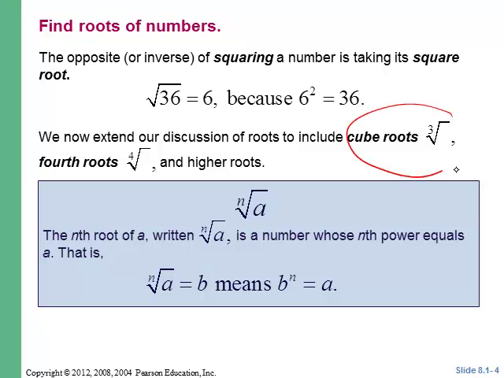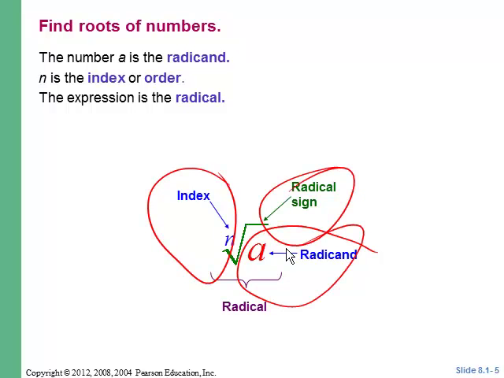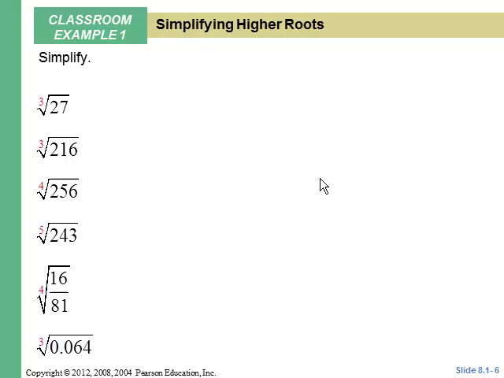We can do the same thing for cube roots. That's the index is 3, or fourth roots, the index is 4. So nth root of a is b means b to the nth is a. The number on the outside is called the index, the radical sign, of course, and the number on the inside is called the radicand.